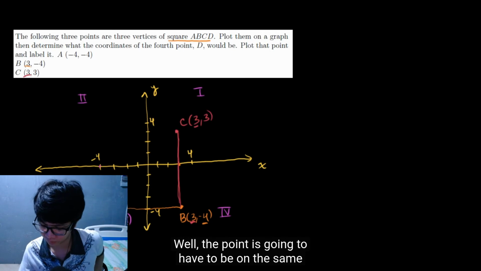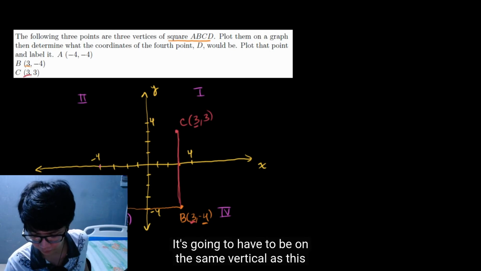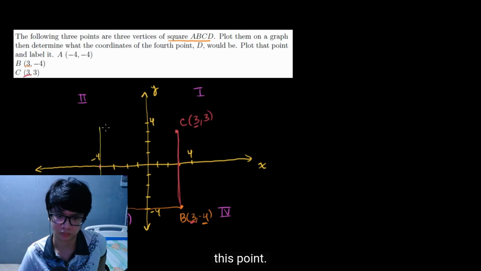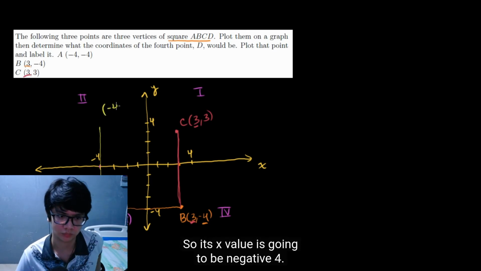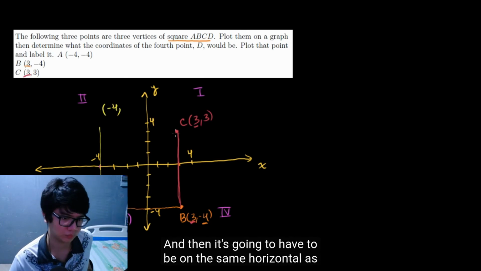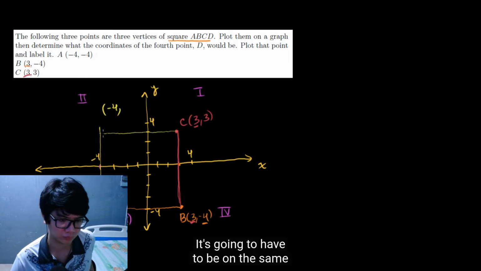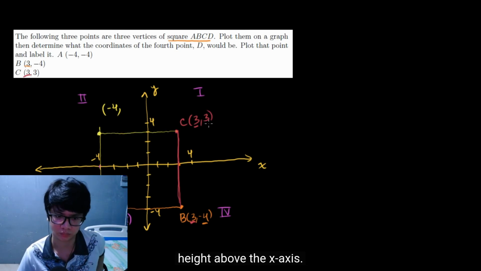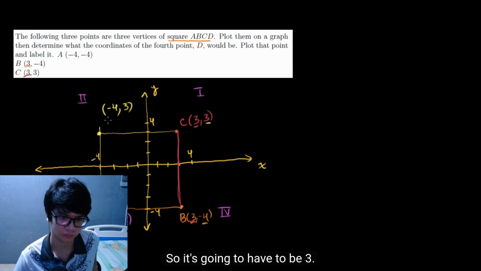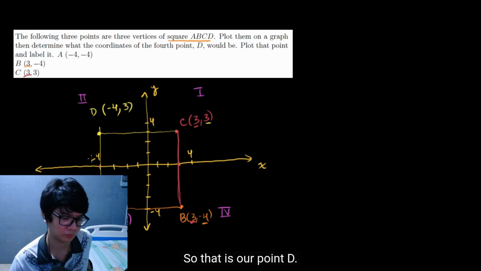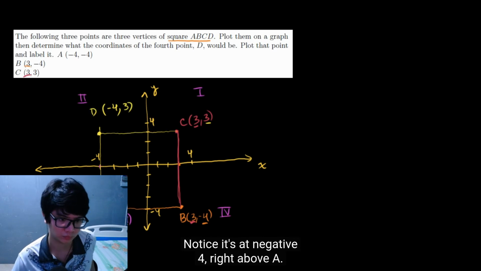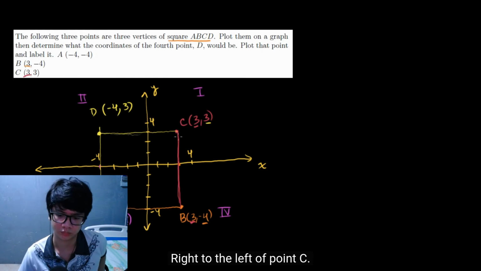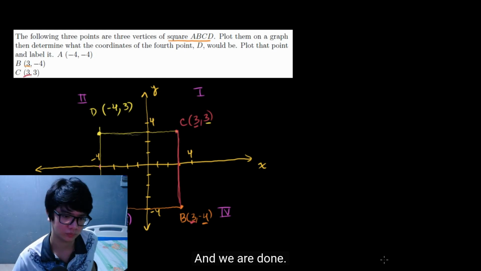Now we have to figure out the last point here. Well, the point is going to have to be on the same vertical as this point, which means it's going to have the same x value as this point. So the x value is going to be -4. And then it's going to have to be on the same horizontal as that point. So it's going to have the same y value. It's at the same height above the x-axis. So it's going to have to be 3. So that is our point D. Notice it's at -4, right above A, and it's at y is equal to 3, right to the left of point C. And we are done.